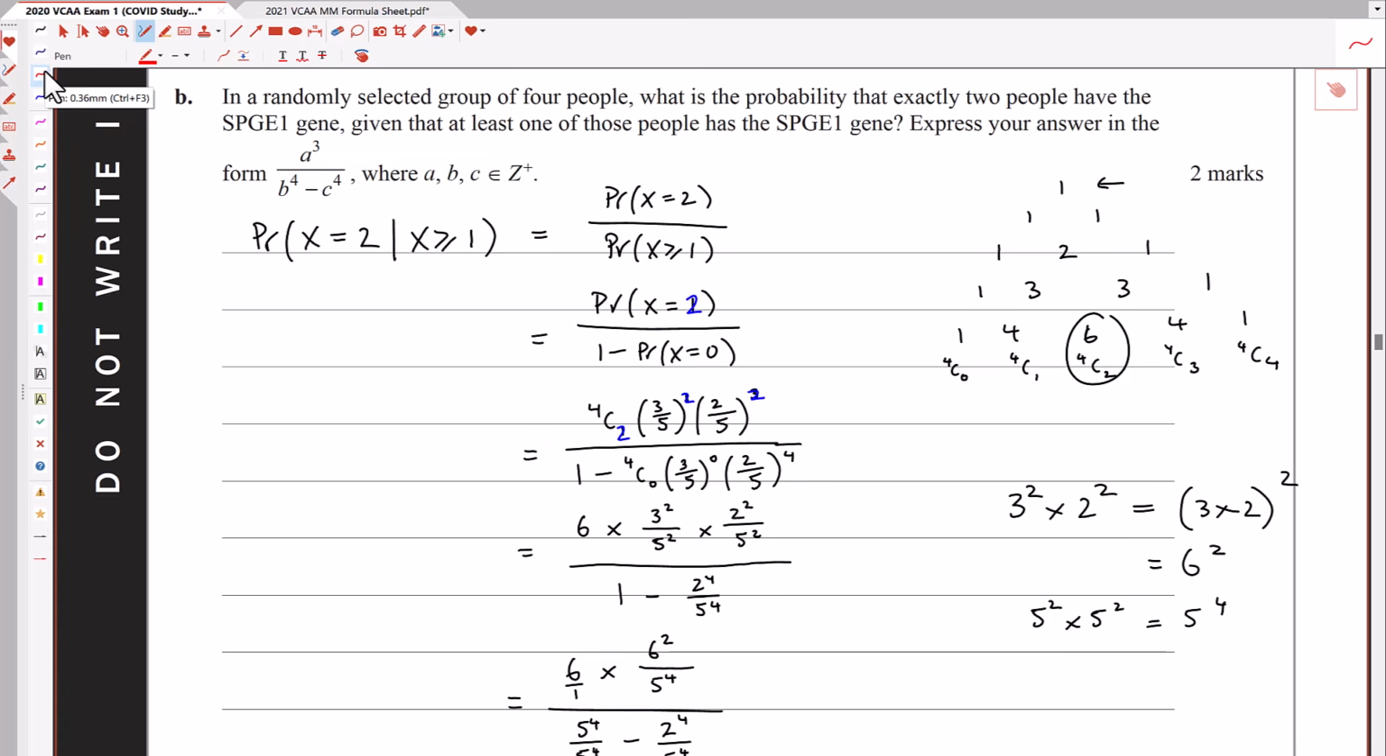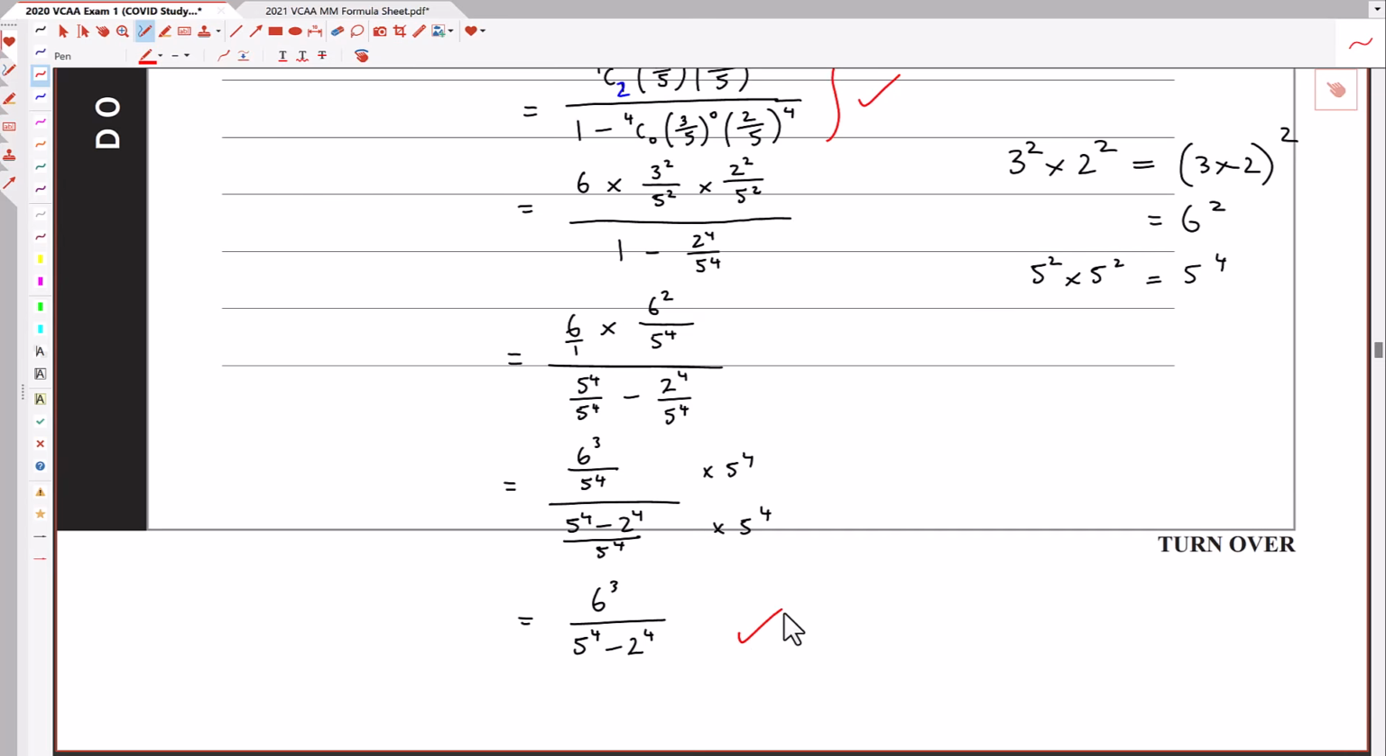Again, I think probably a mark about here, maybe a bit more generous to give it here, for understanding and interpreting the conditional probability, and then a mark obviously for getting your final answer in the required form.